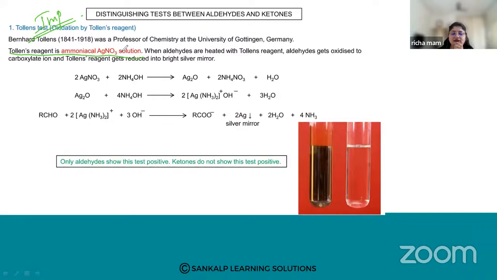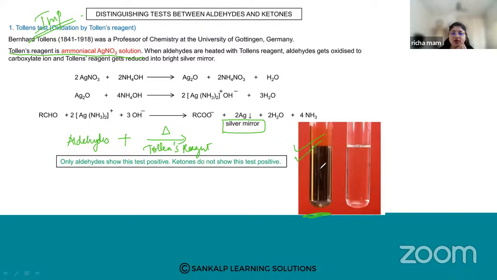And what does it form? When aldehydes are heated with Tollens reagent, you take the aldehyde and heat it with Tollens reagent. It forms a bright silver mirror. Here you can see in the first picture, this is the bright silver mirror. It forms like a metal. Due to the formation of silver metal, the black shiny silver mirror is formed.